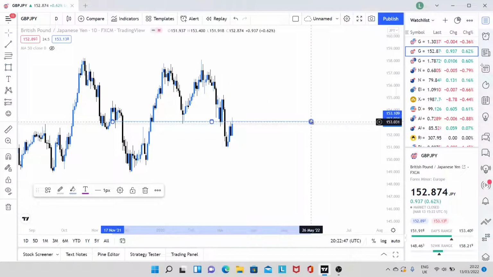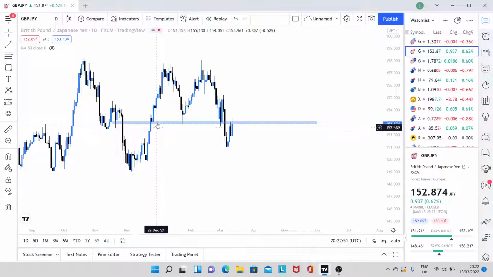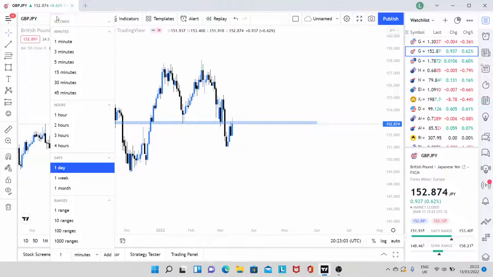So here we've got support, broke, resistance, support again, and then support here, now acting as resistance. I do believe that GBPJPY is going to push higher.